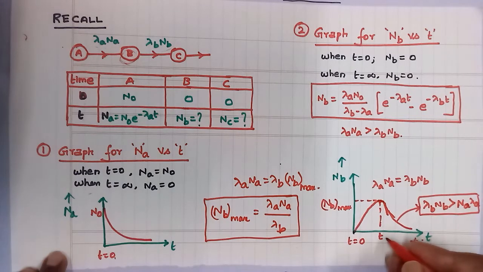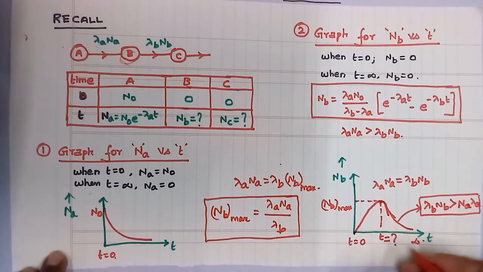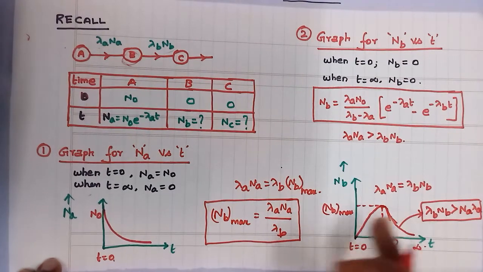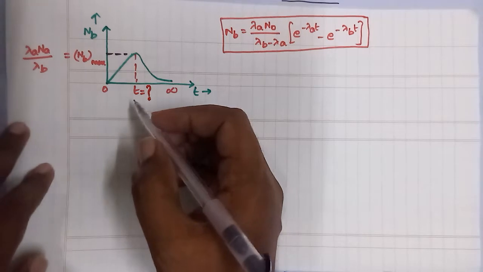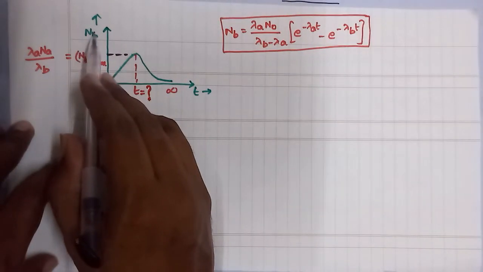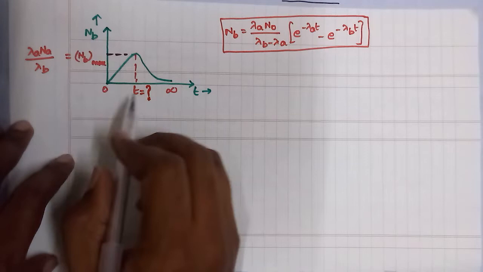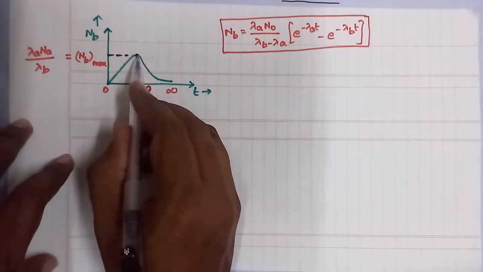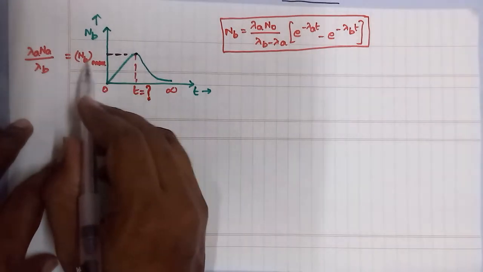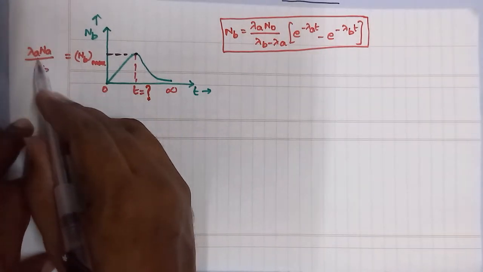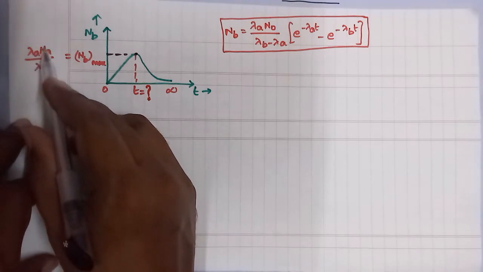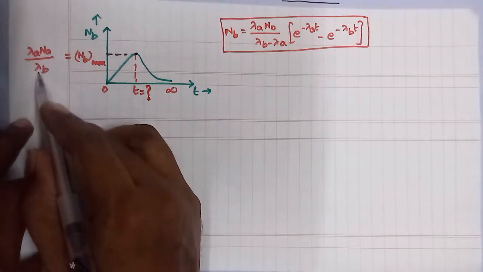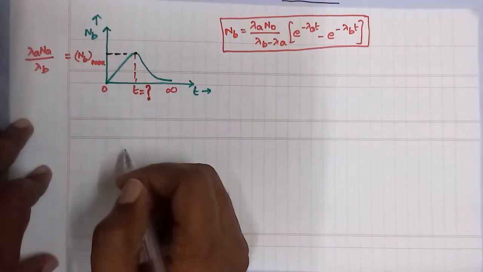Now the second question is, at what time will this NB be maximum? This we can discuss in the next slide. This is the graph of the number of nuclei in the element B versus time T, and this one we have found, and this point is the equilibrium point where NB max is equal to lambda A NA by lambda B. In simplified form, we can say activity of element A by decay constant of element B.